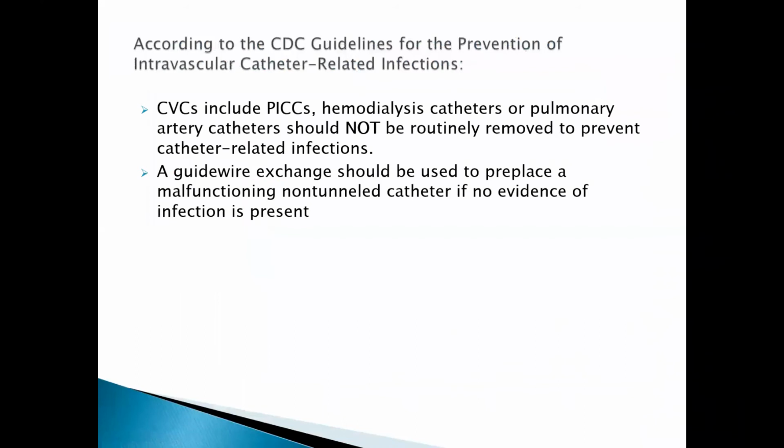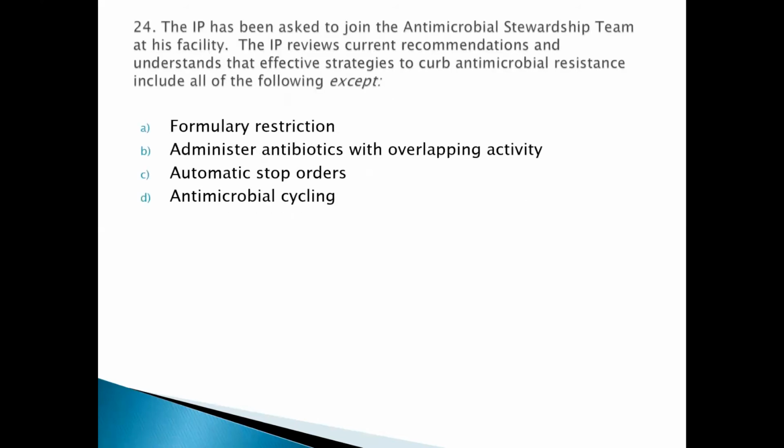According to the CDC, CVCs including PICCs, hemodialysis catheters, or pulmonary artery catheters should not be routinely removed to prevent catheter-related infection. A guide wire exchange should be used to replace a malfunctioning non-tunneled catheter if no evidence of infection is present. Sorry. You basically don't want to be changing these out if you don't need to. That could actually expose them, my personal opinion, to more likely to get infection by putting in a new one.